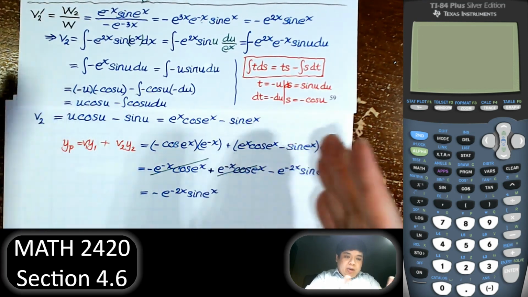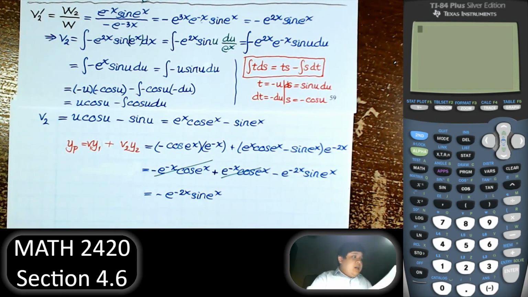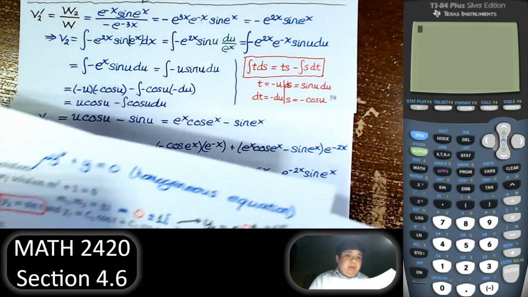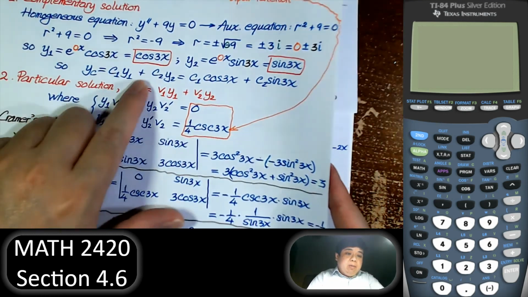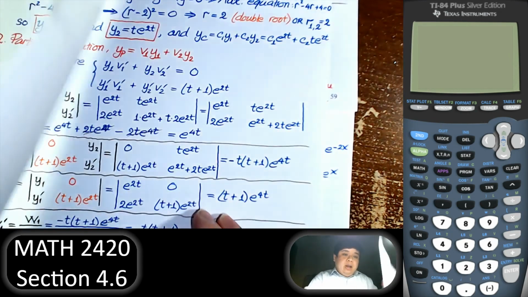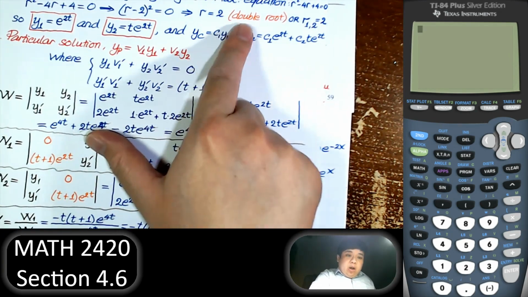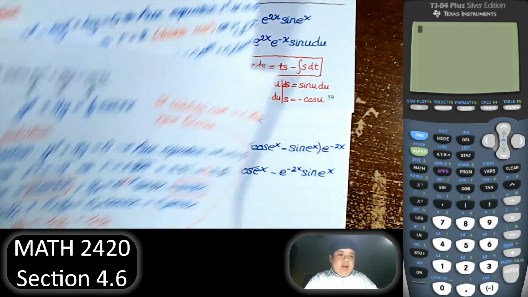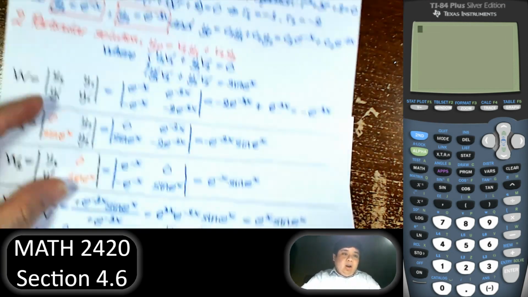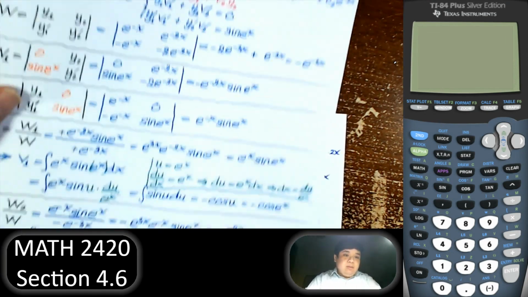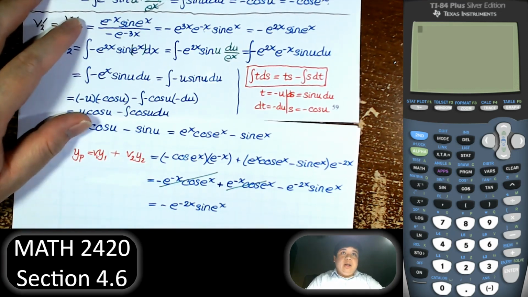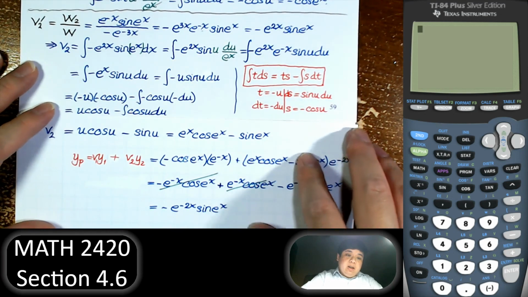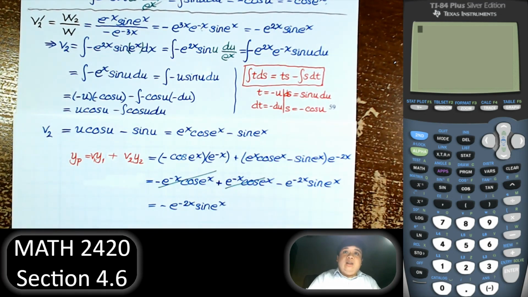So in this section, we cover quite a different type of solution. We have the complex solution. We have repeated roots, and now we have two distinct real roots and different types of input function. Since we covered enough examples, I will end the video here.